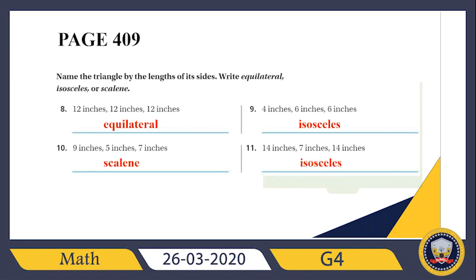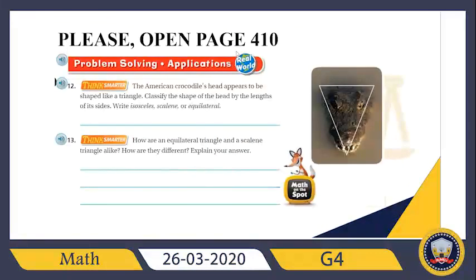Good job. Okay, if you finish this page, let's turn to page 410. Let's read the question together. Question 12. The American crocodile's head appears to be shaped like a triangle, like you see here. Classify the shape of the head by the lengths of its sides. Right, isosceles, scalene or equilateral.